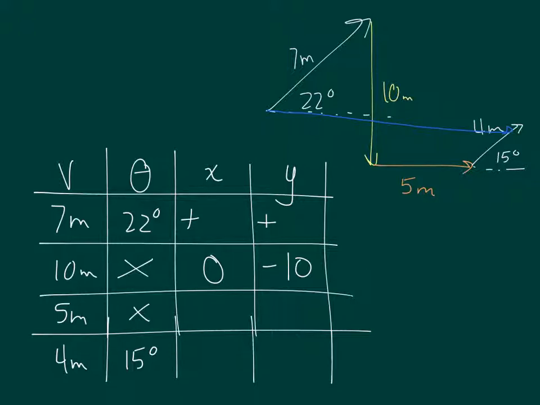How about the 5 meter vector? Does that move left to right or up and down? Left to right. Which is which direction, x or y? X. So it's all going to be in the x. So the y direction is 0 for the next one. How much of it is in the x? Well, 5 meters are in the x. Is it positive or negative? Positive, because it's to the right. Finally, the last part goes to the right and it goes up again. So they're both what? Positive, positive.